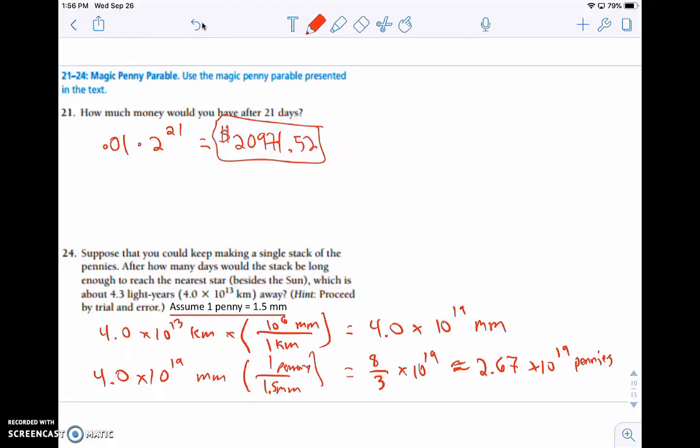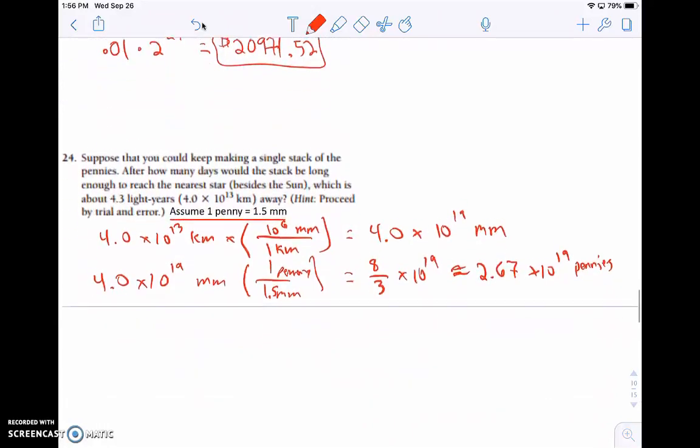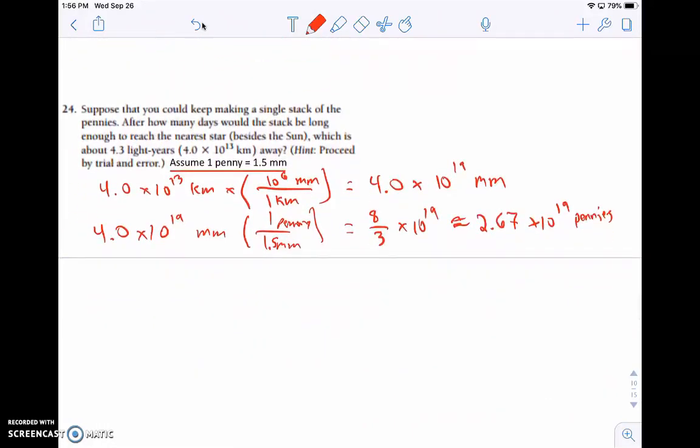Now, it says in there, use trial and error. There is a way to determine exactly how many pennies you would need, or how many days it would take, but it involves some math that we haven't introduced in this course. So we're just going to do some guesstimations, and I would start plugging things into my calculator to find out what is going to get close here.